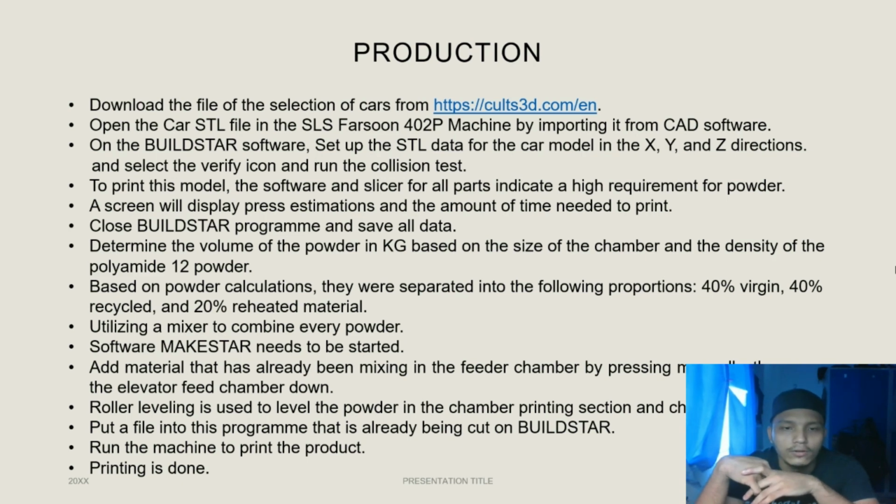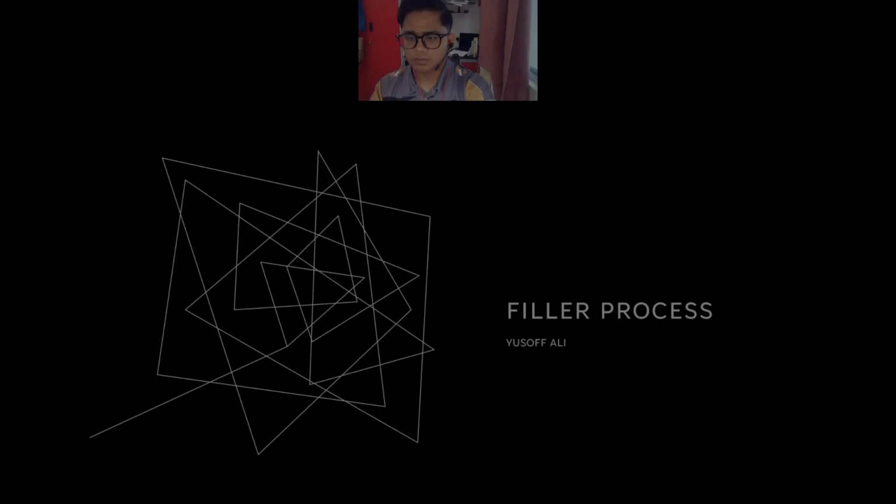Utilizing the mixer to combine every powder, the software mixer needs to be started. Add the material that has already been mixed into the feed chamber by pressing manually, and then press the elevator feed chamber down. For the rolling, the leveler is used to level the powder in the printing chamber and the feeder chamber. Put the file that was already prepared in Bitstar into this program. Run the machine to print the product. Printing is done. Thank you.